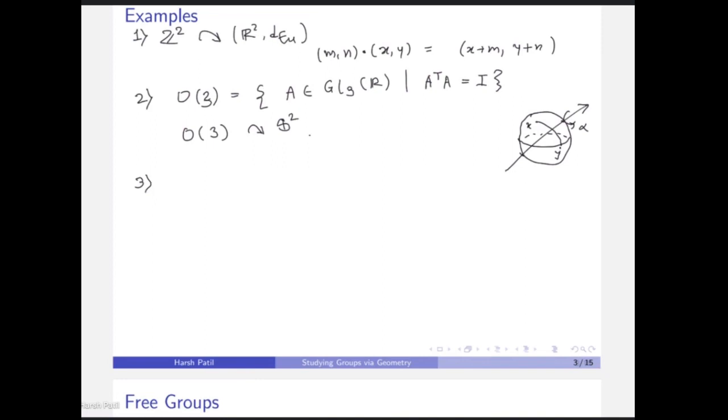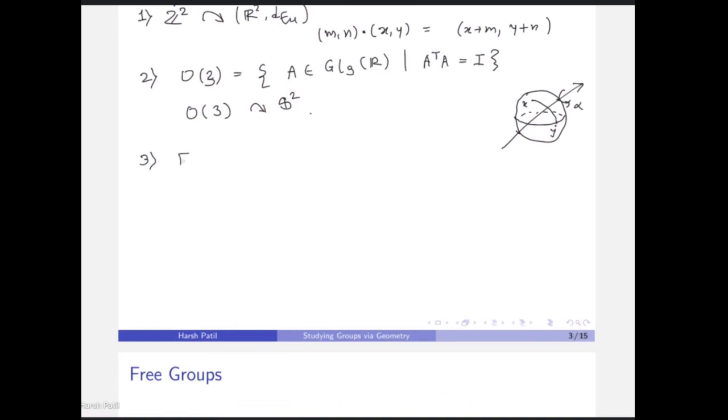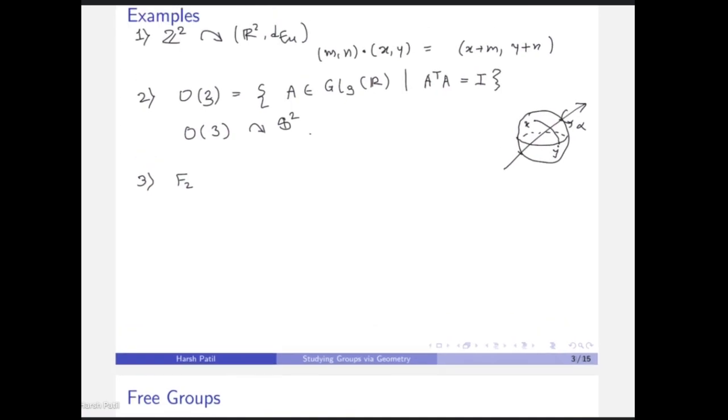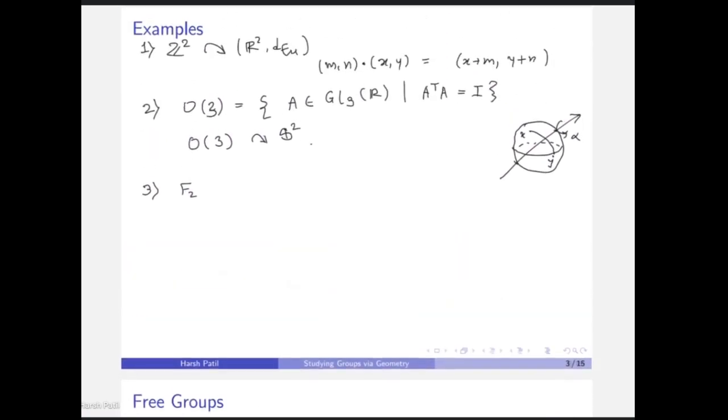Now the third example, you might not have come across this group. It's called the free group on two letters, and that's something that we are going to discuss later in the talk. So I'll just write this down here, and we'll come back to this later. The free group on two letters acts via isometries on, I suppose most of you have come across graphs. A graph without cycles is called a tree. And what we're looking at here is the four regular tree.